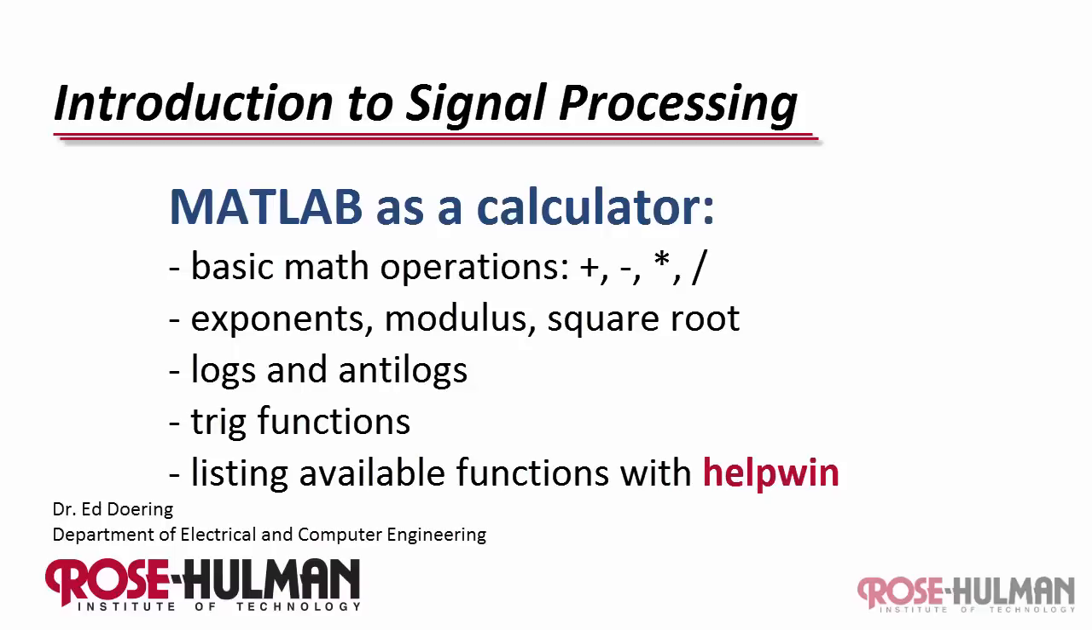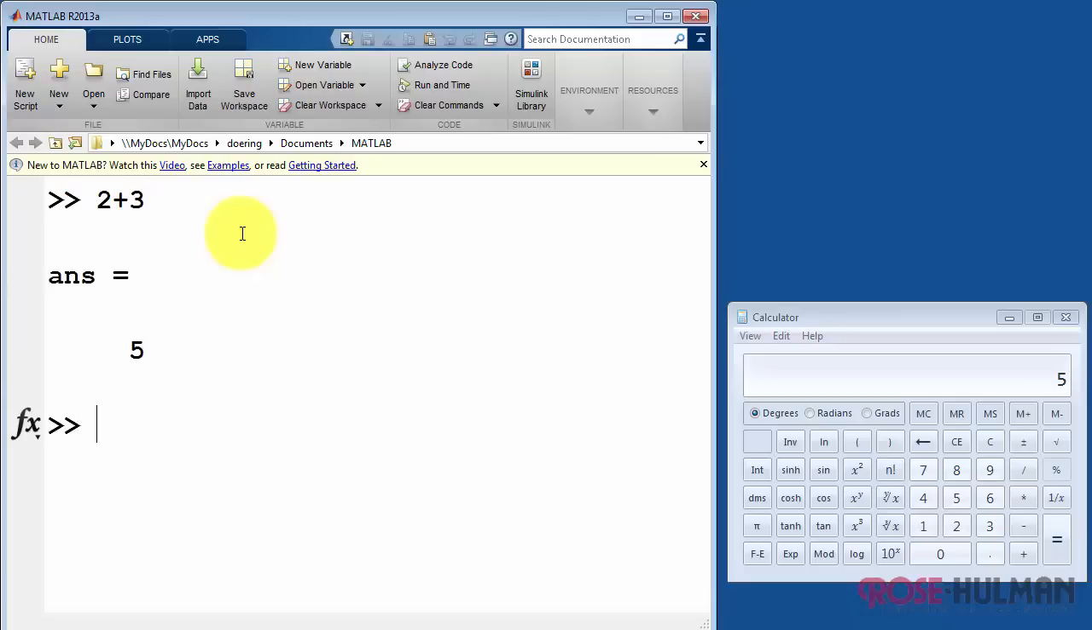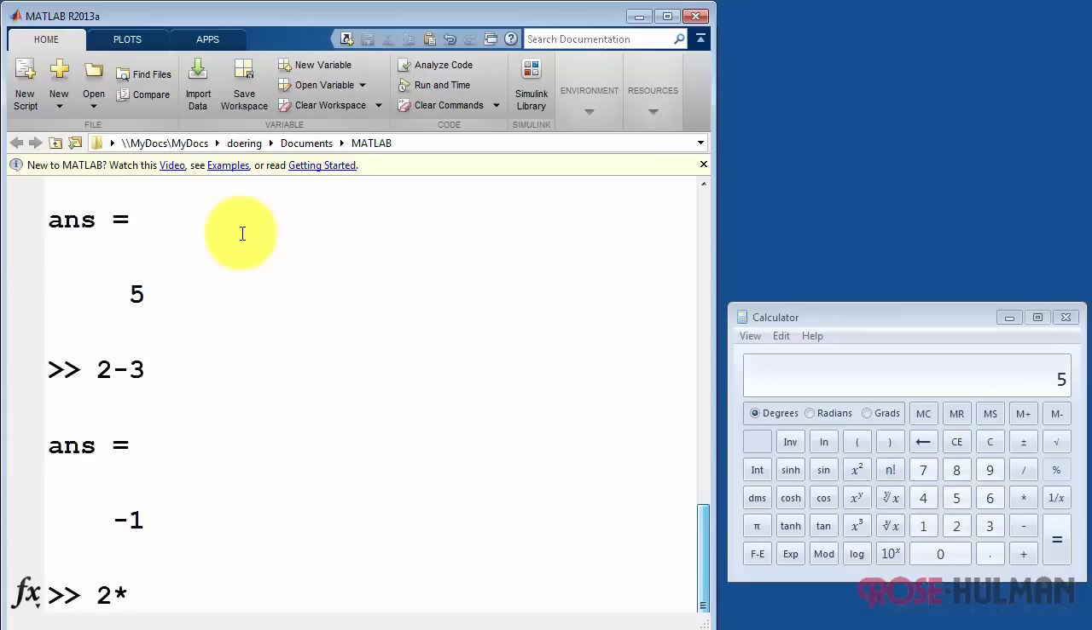By way of getting introduced to MATLAB, let's take a look at using MATLAB as a simple calculator. I have the MATLAB window open and also a calculator open for a comparison. For example, you can add numbers together, you can form the difference of two numbers, you can multiply two numbers, and divide.